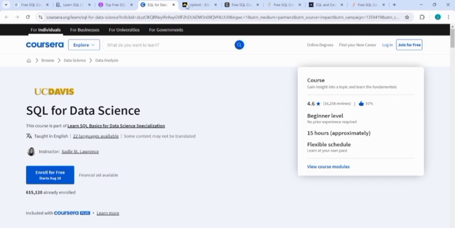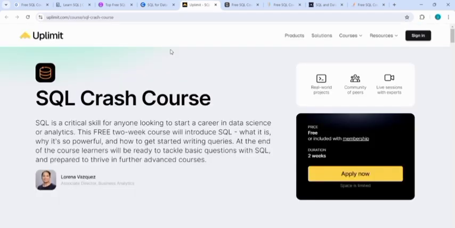Now moving towards our fifth certification, that is provided by Linkedin, the SQL crash course. It will be a 2 week course and it will be free of cost.